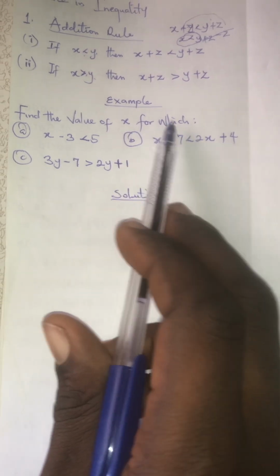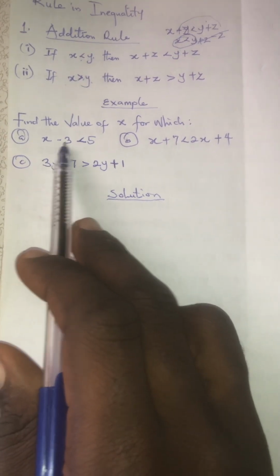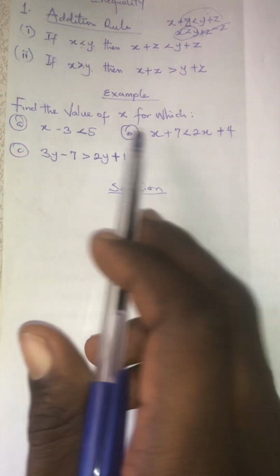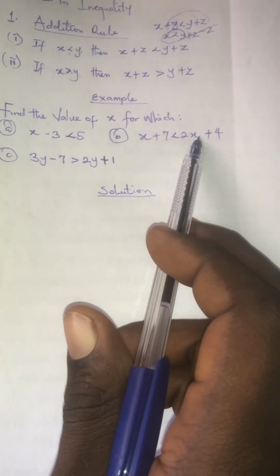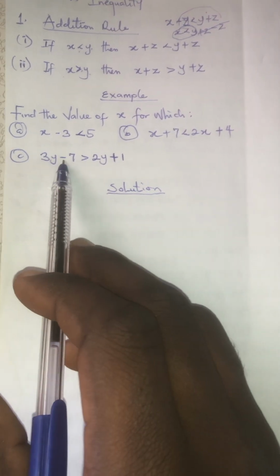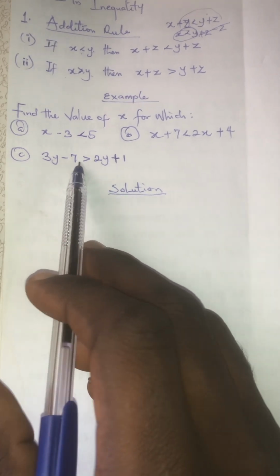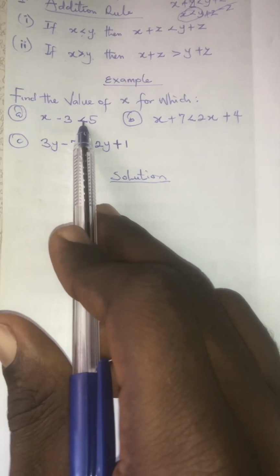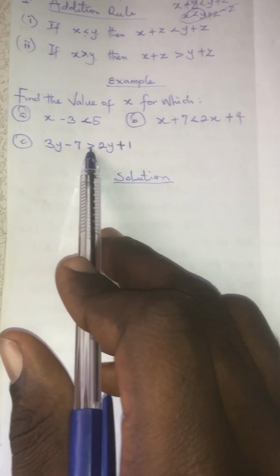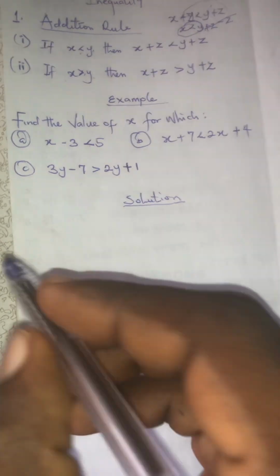Example 1 says find the value of x for which x minus 3 is less than 5. The next question is x plus 7 less than 2x plus 4. And the next question is 3y minus 7 greater than 2y plus 1. Remember that this symbol means what? Less than. This symbol means what? Greater than. Now let me stop it for you so I understand it.